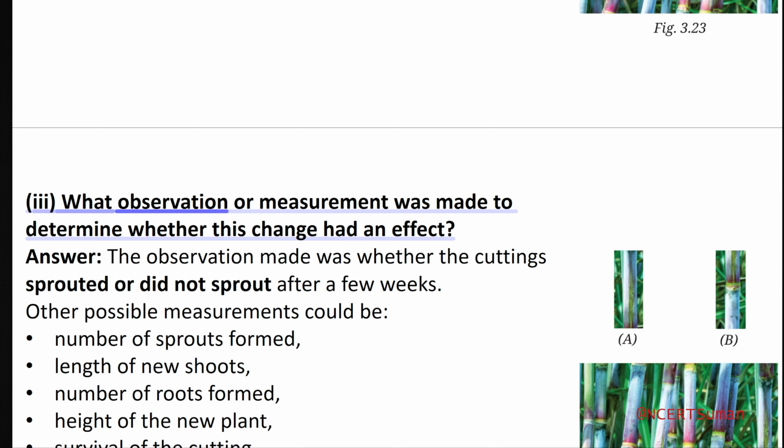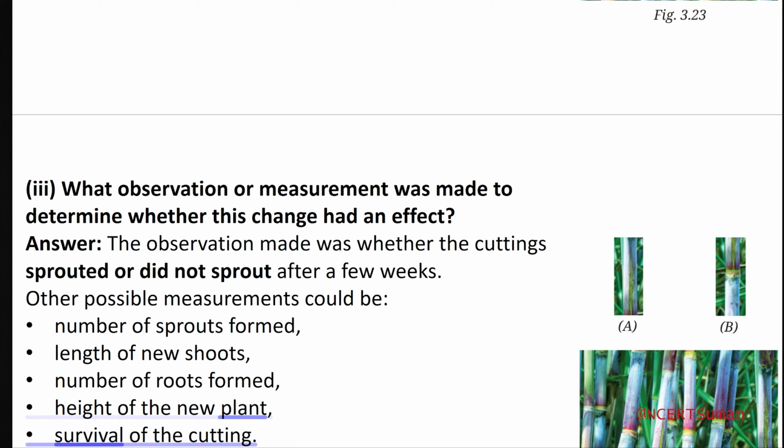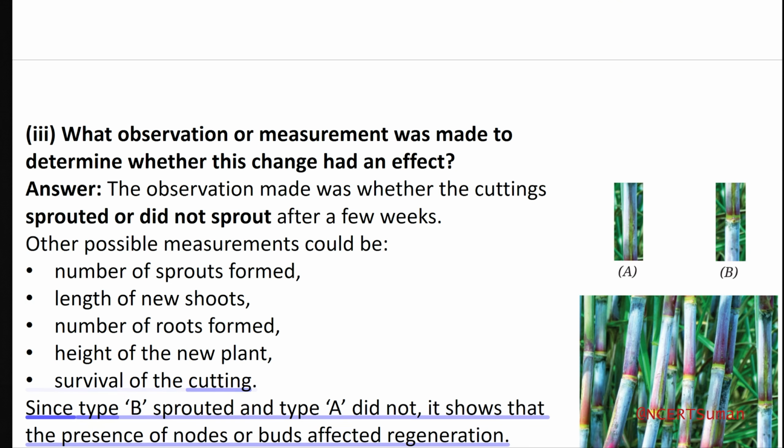3. What observation or measurement was made to determine whether this change had an effect? Answer: the observation made was whether the cuttings sprouted or did not sprout after a few weeks. Other possible measurements could be number of sprouts formed, length of new shoots, number of roots formed, height of the new plant, survival of the cutting. Since Type B sprouted and Type A did not, it shows that the presence of nodes or buds affected regeneration.